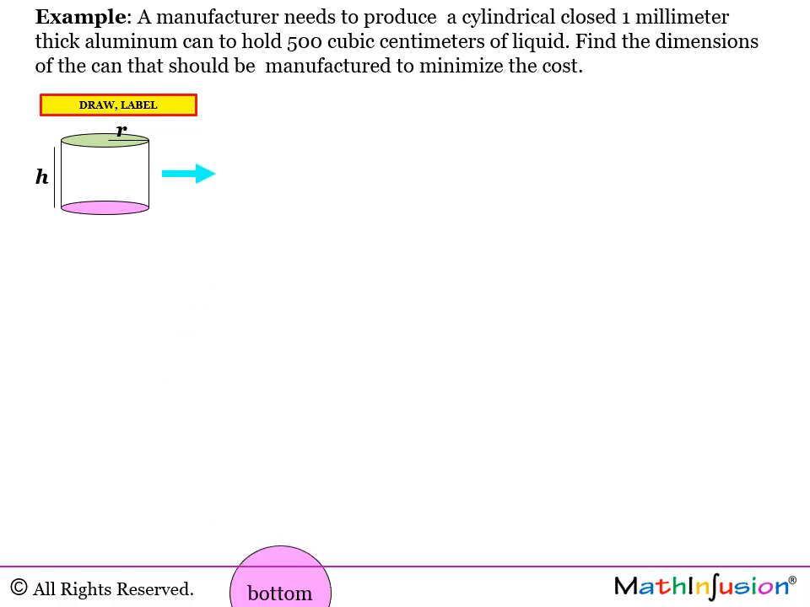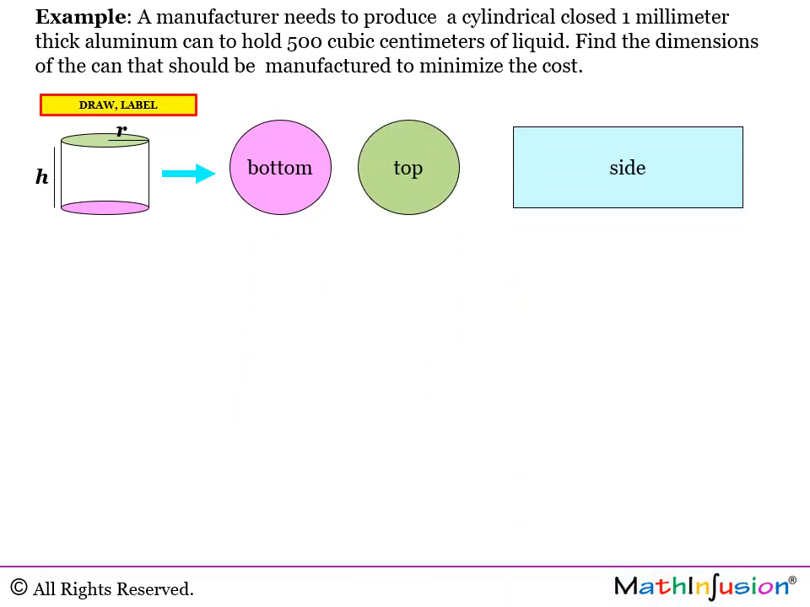Okay, we need to start with a nice drawing. So here is a cylindrical can, and we see now that we need two dimensions, r and h. But now we need to produce that. So we need the bottom, we need the top, and we need the side. The side actually is a rectangle. If you wrap the rectangle around the bottom and the top, that's how you get the side of a cylindrical can.